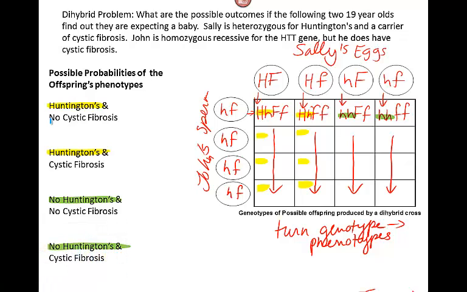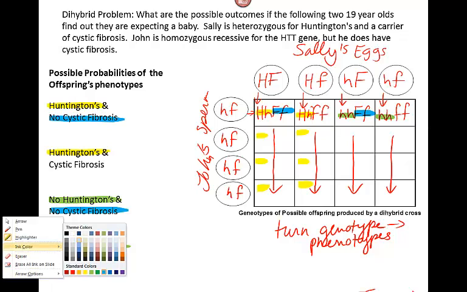blue. That'll work. No cystic fibrosis. The only way you get no cystic fibrosis is if you have one big F or two big F's. That's one big F. That's two little F's, skipping it. That's one big F. And that's enough.